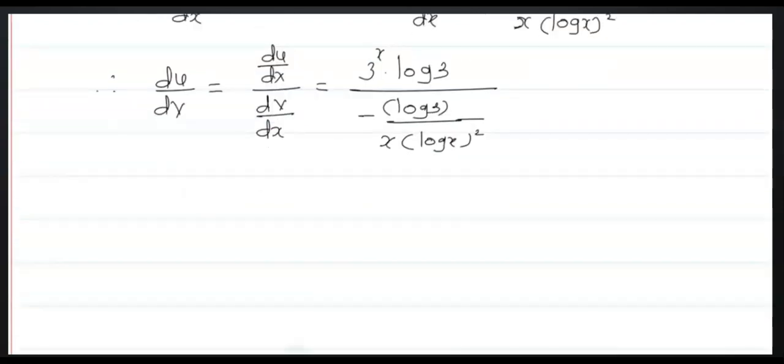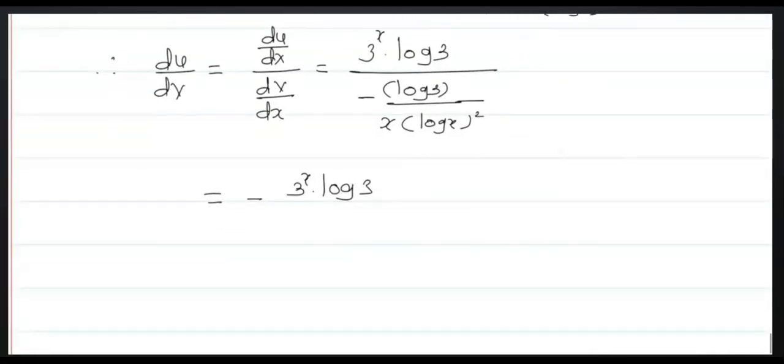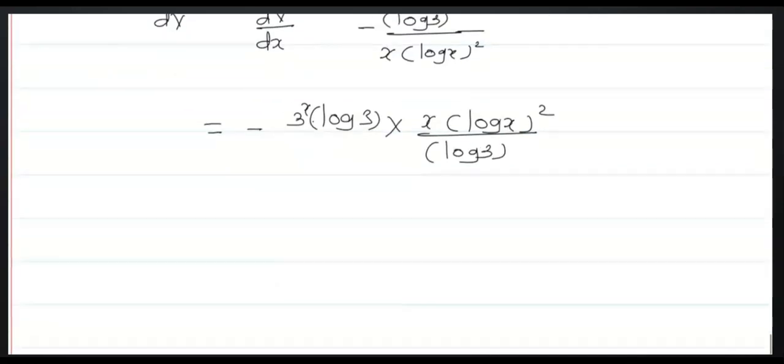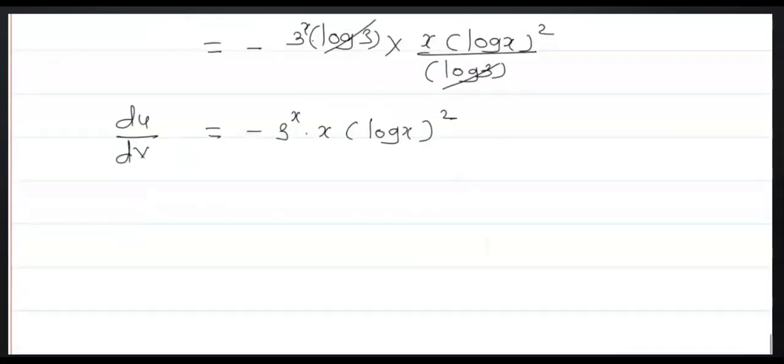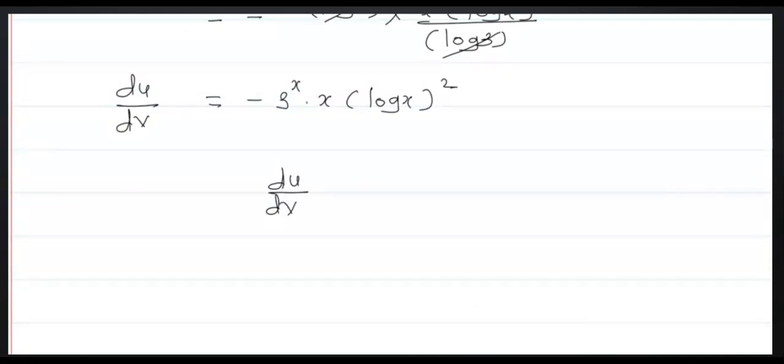If we simplify this, then you will get du upon dv is equal to 3 raised to x into log of 3 into x into (log of x) bracket square upon log of 3. Now this log of 3 gets cancelled and you will get 3 raised to x into x into (log of x) bracket square. This is du by dv, and hence du by dv is equal to 3 raised to x into x into (log of x) bracket square.